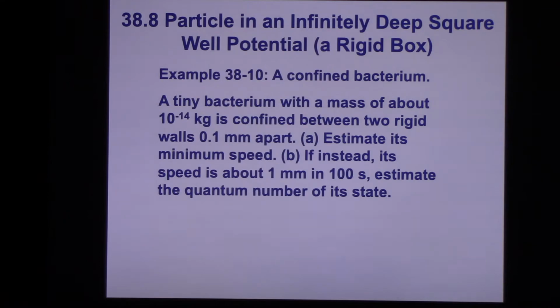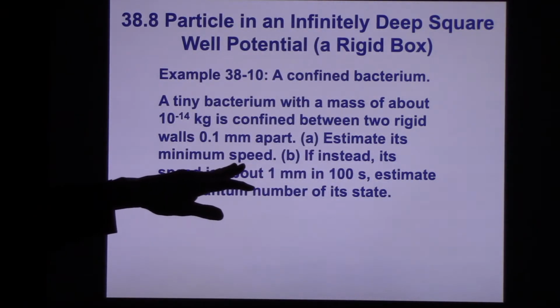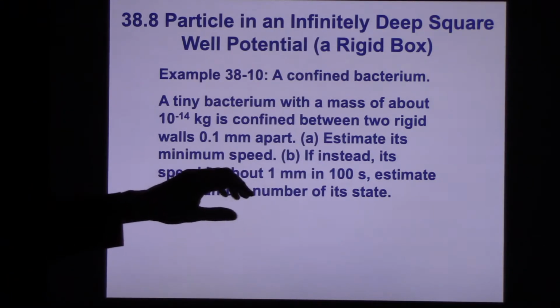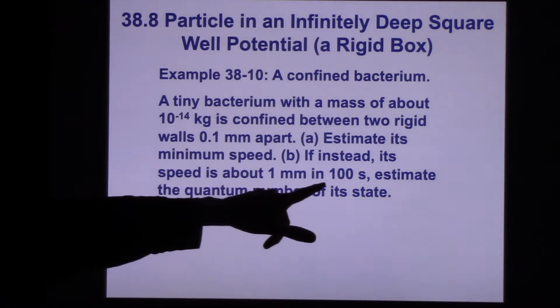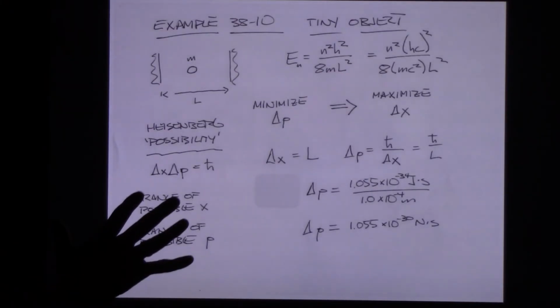region. Now, if you're a bacterium, 0.1 millimeters is a lot of room to move around in. So the 0.1 millimeter, that's not too tiny. Estimate its minimum speed. If instead its speed is about 1 millimeter in 100 seconds, estimate the quantum number of its state. Again, I'm not sure how useful some of these examples are. This is not a high priority question. But who knows, we may learn something if we take a look at it, so why not?